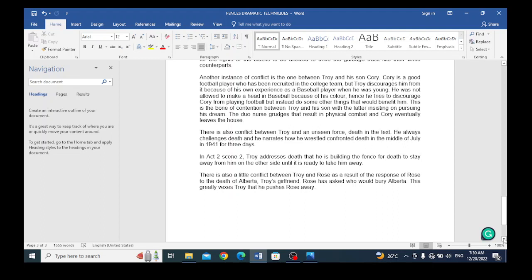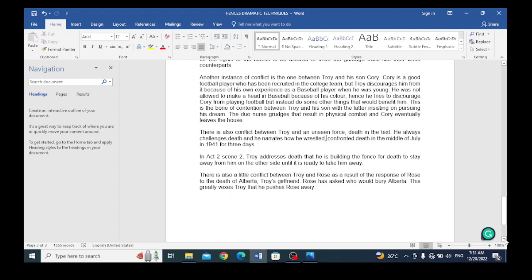There is also conflict between Troy and an unseen force, death, in the text. He always challenges death, and he narrates how he confronted death in the middle of July in 1941 for 3 days. So he tries to tell us how he fought death, how he confronted death. That is in the middle of July in 1941 for 3 days. In Act 2, Troy addresses death, building defiance for death to stay away from him on the other side until it is ready to take him away.